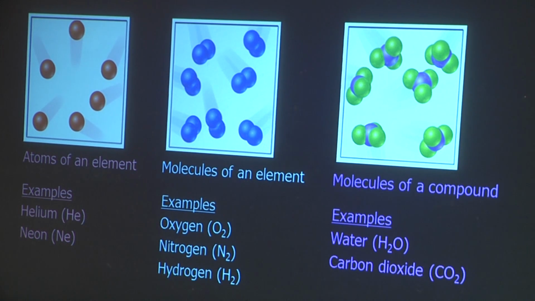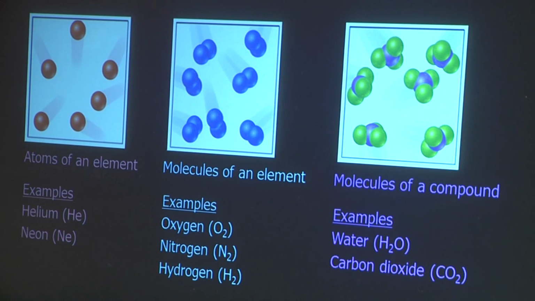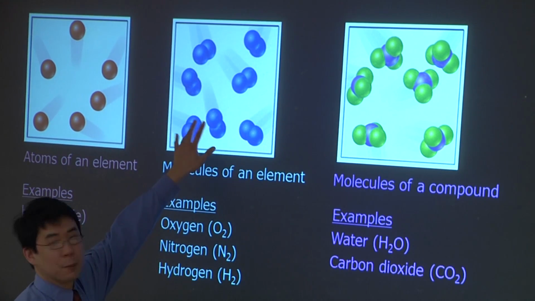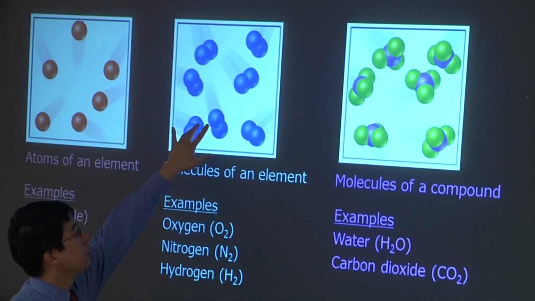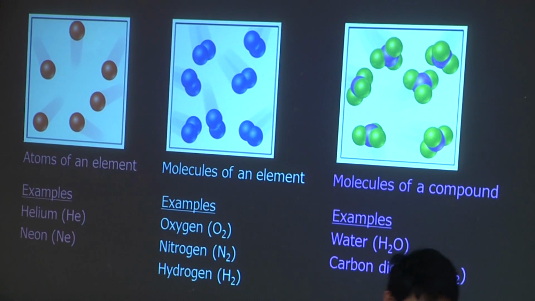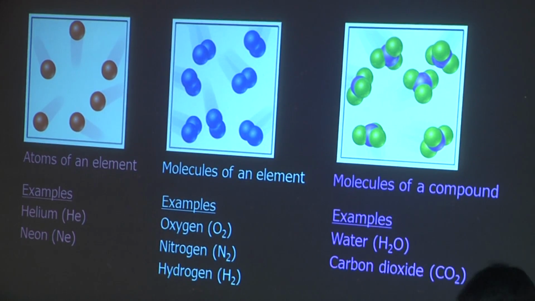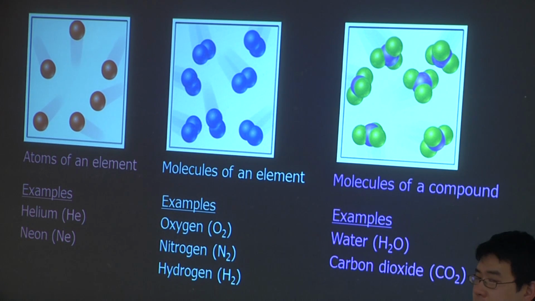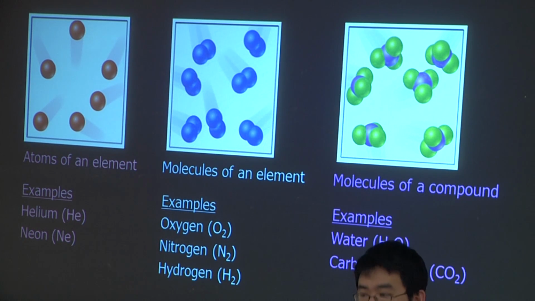Here you have molecules of an element. It's a molecule because you have more than one atom put together, but it's still an element because they're the same type of atom. So two blue atoms make a blue molecule, a blue 2 molecule. We're going to take a more in-depth look at atoms, molecules, what's called atomic theory, through the next couple of hours.